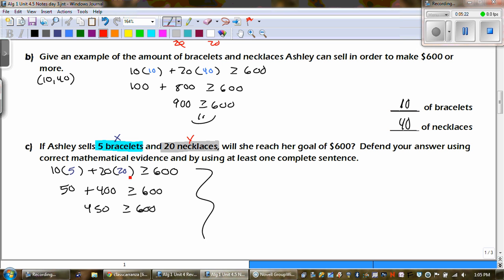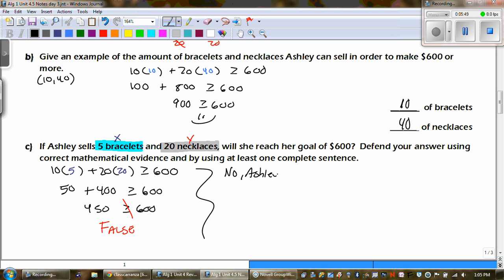Is that true or is that false? That's false, guys. So now we need to defend our answer using correct mathematical evidence and by using at least one complete sentence. All right, so did she reach her goal? No.